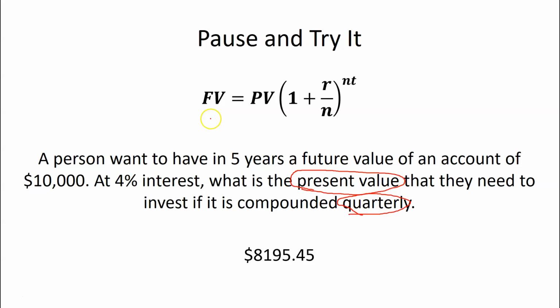All right, so again, what you would have needed to have done, we were solving for the present value. So you would have had to divide by this big expression right here. I'm not going to write it all in, but you would have divided by all of that into the $10,000, and you should have ended up with $8,195.45.